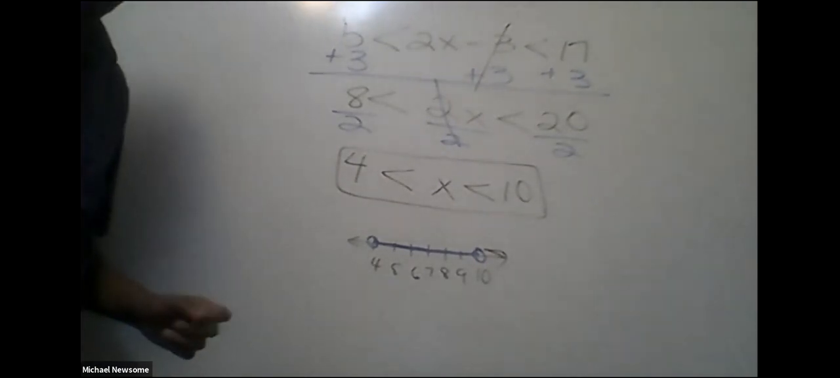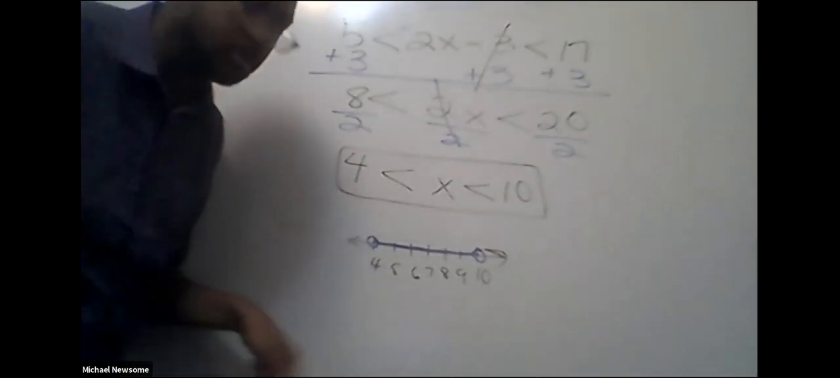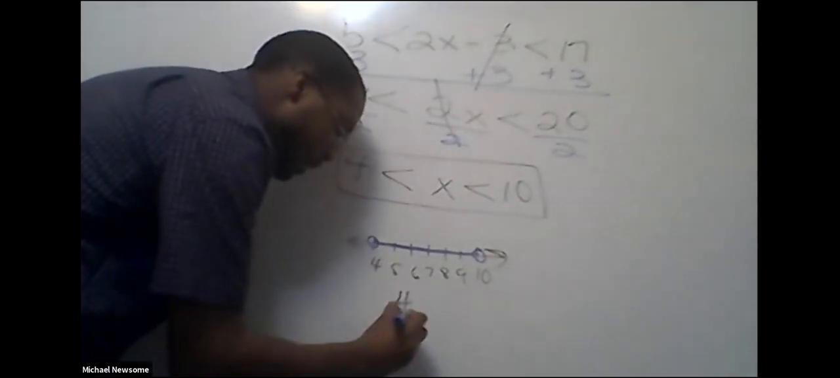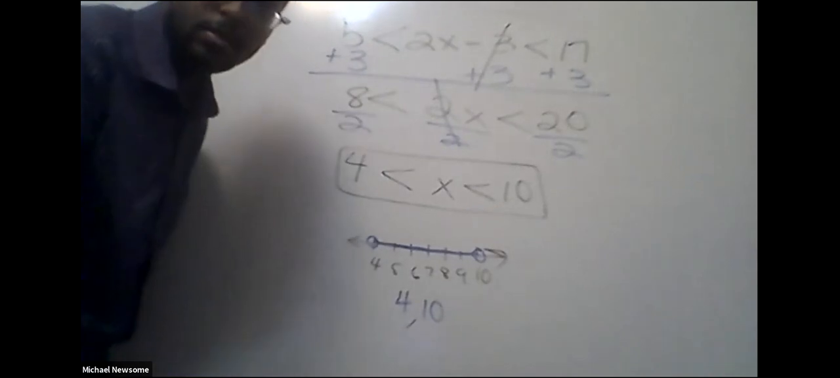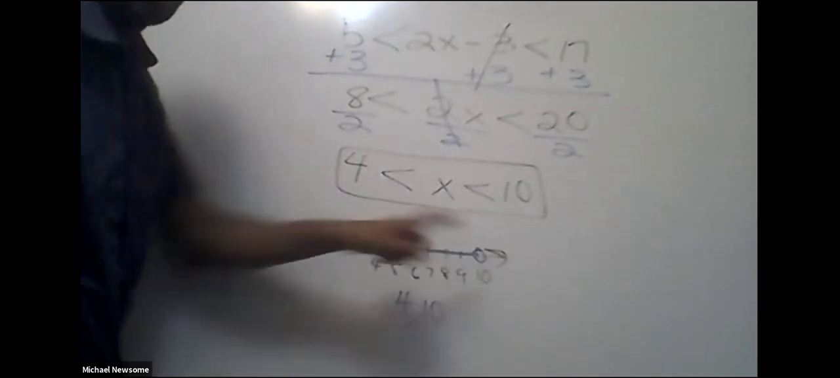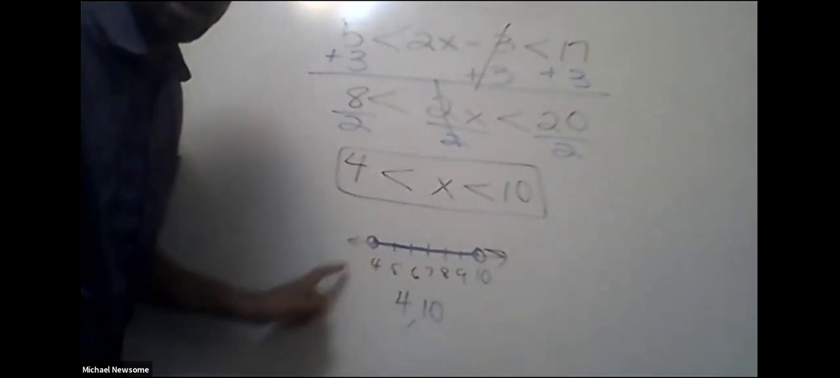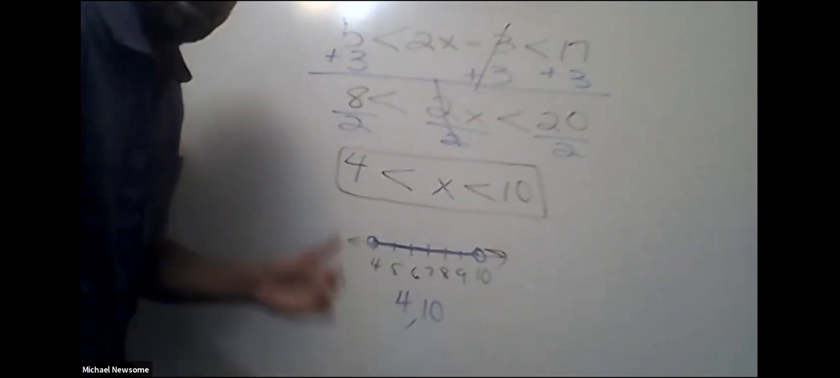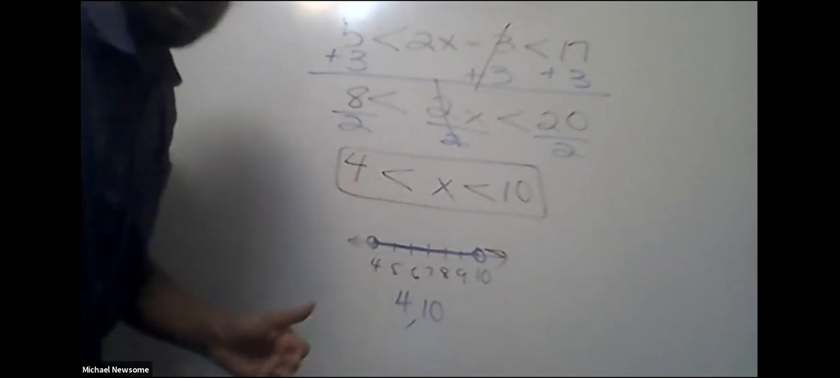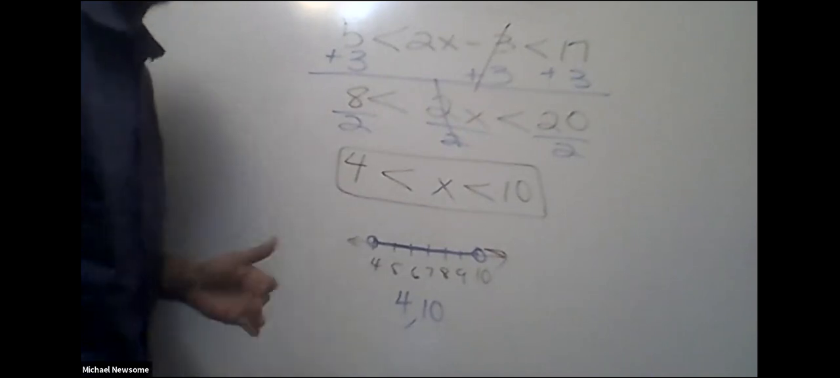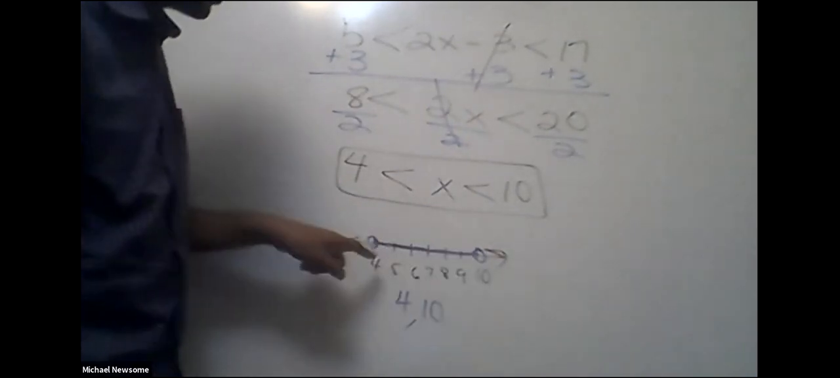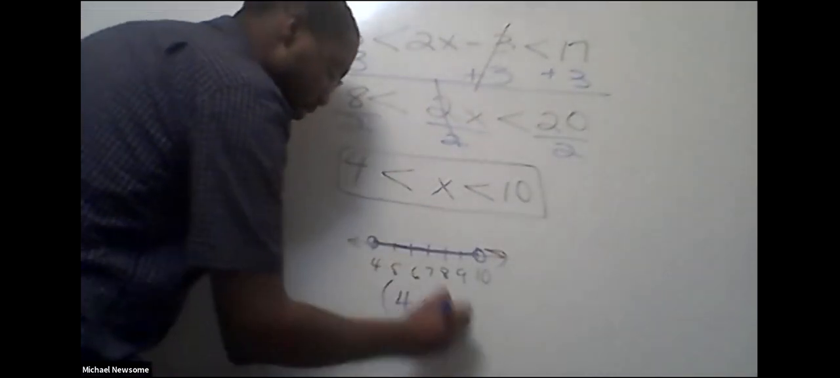Now we write from beginning to end. So we go 4 to 10, because it starts at 4, ends at 10. And then we need to decide brackets or parentheses. So brackets are going to be for closed circles, and parentheses are going to be for open circles. These are open circles, so they both get parentheses. Cool.